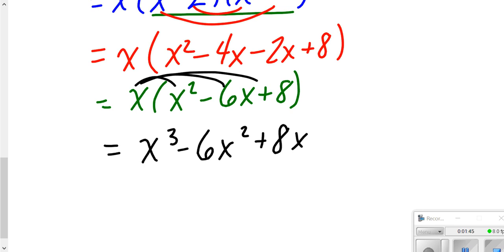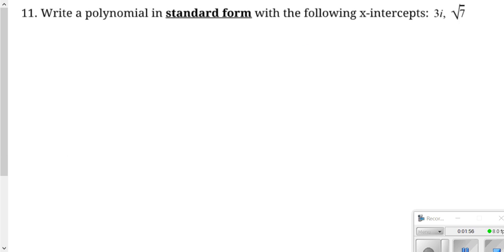There's my polynomial. It is in standard form because I have my exponents in decreasing order, to the third, to the second, to the first, the end. Fit the bill.